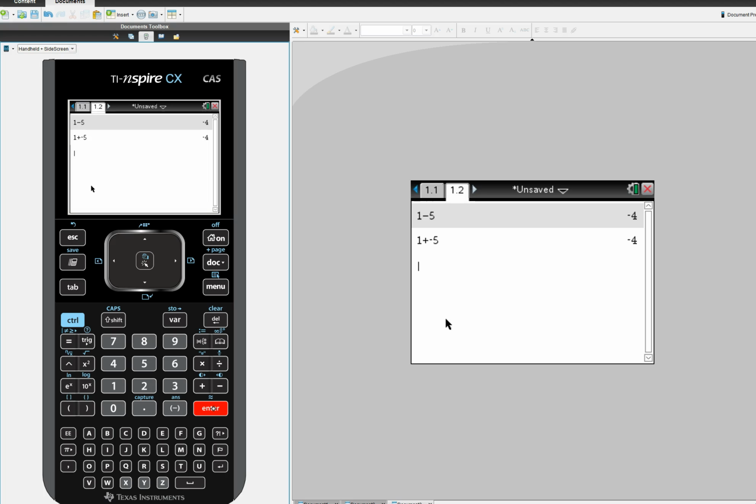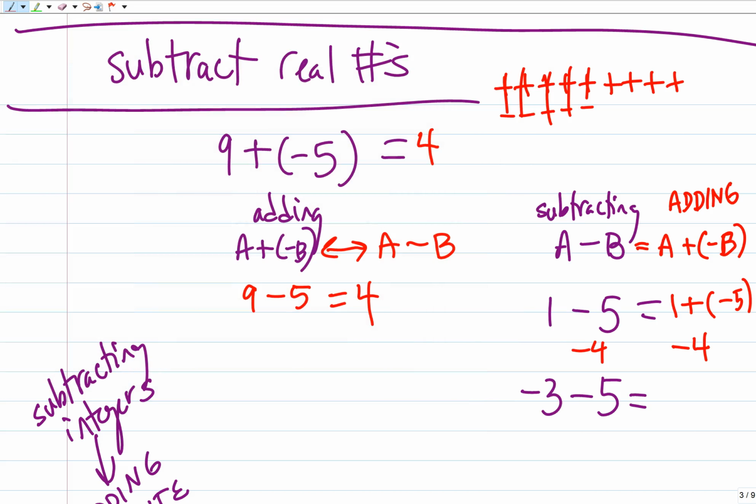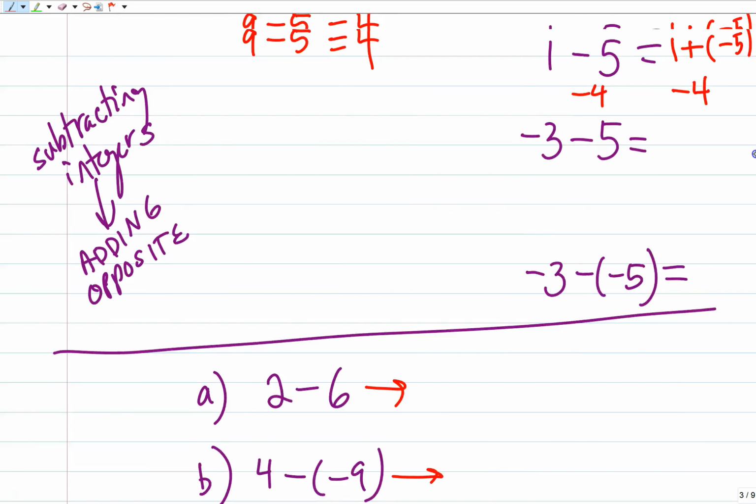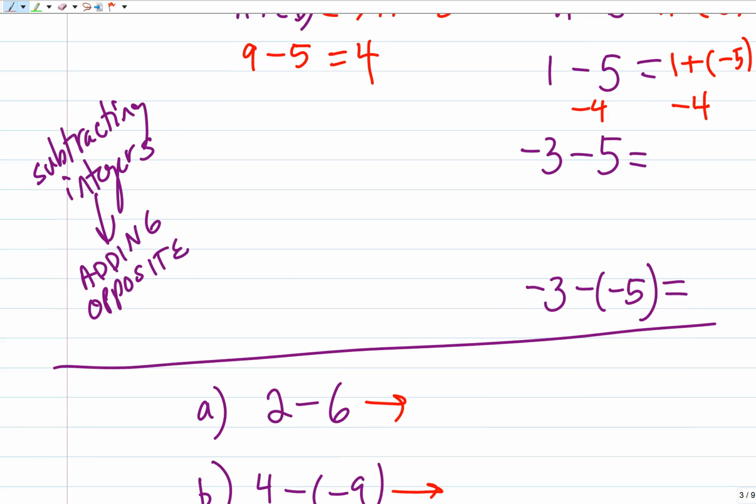And somebody's looking at that right now and going, I don't need that. I can do 1 minus 5 and visualize in my mind negative 4. Don't worry about it. We'll get to one that'll help you, okay? But I want to agree, this works right now, right? Okay. What about negative 3 minus 5? That's where I start catching people.